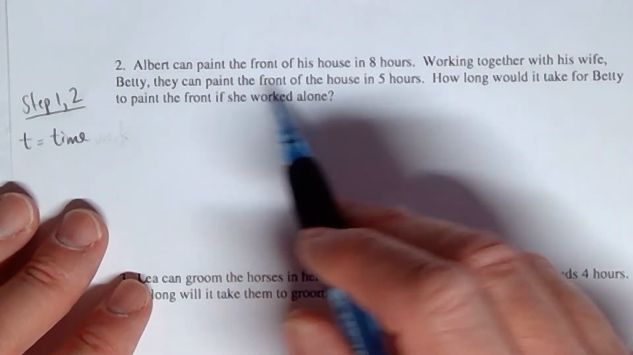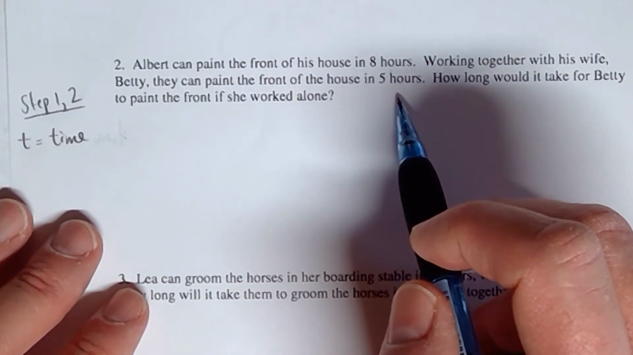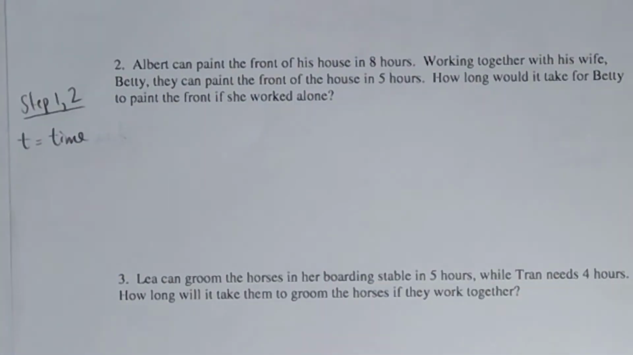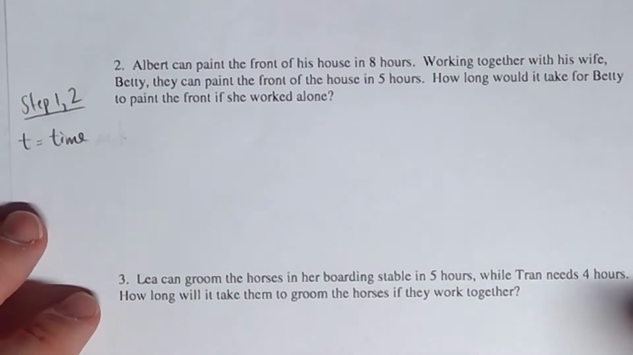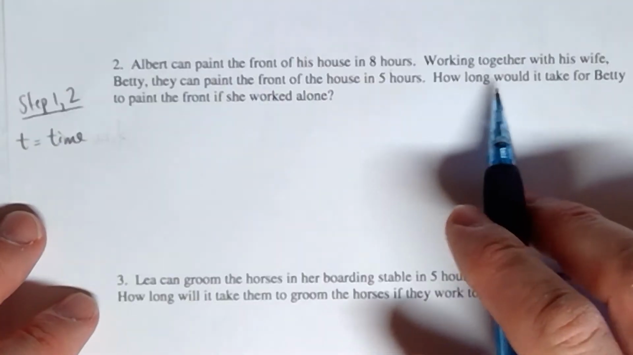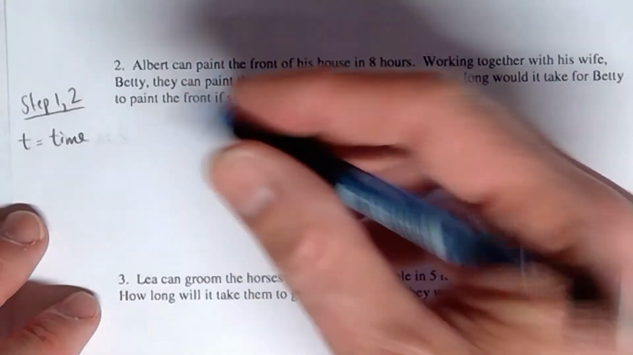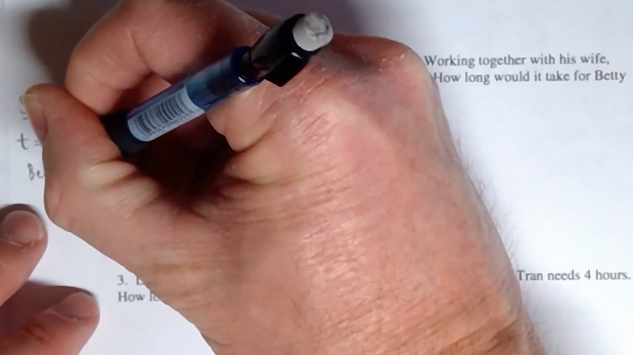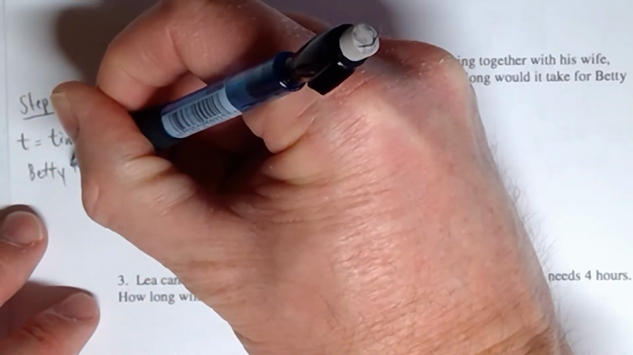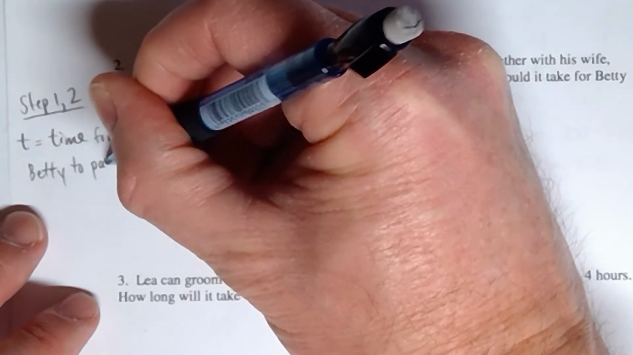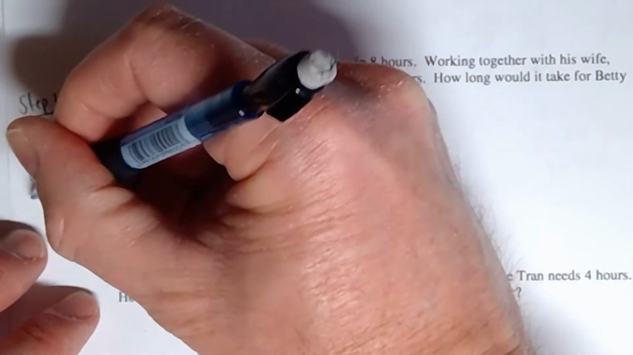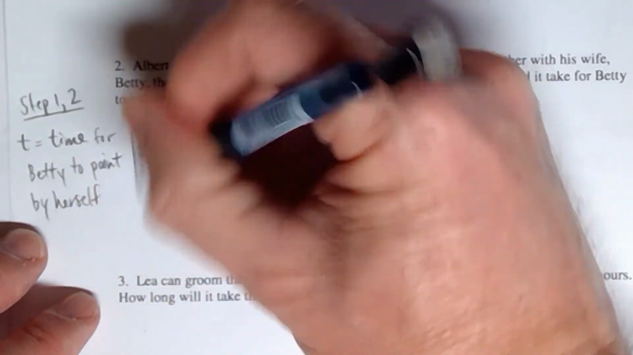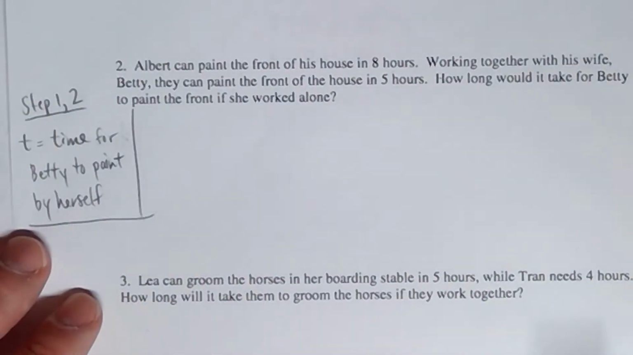Working together with his wife Betty, they can paint the front of the house in 5 hours. So the 5 then is going to go in that middle column. Remember I said the together time goes in the middle column. But it's Betty's alone time that's going to be our variable. Time for Betty to paint by herself.